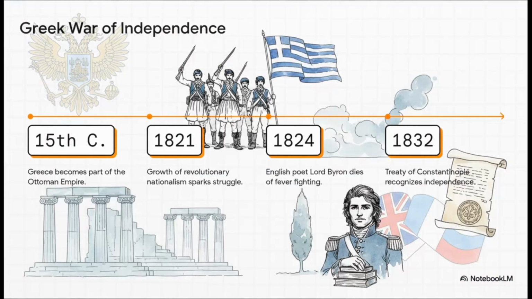Okay, let's look at another early spark, the Greek War of Independence. Greece had actually been swallowed up by the Ottoman Empire way back in the 15th century. But fueled by this sudden growth of revolutionary nationalism, their struggle for independence exploded in 1821. Nationalists got massive support from Greeks living in exile and, crucially, from West Europeans who deeply romanticized ancient Greek culture. It wasn't just professional soldiers out there either. The famous English poet Lord Byron actually organized funds and went out to fight, tragically dying of a fever there in 1824. But ultimately, this combined cultural and military push culminated in the Treaty of Constantinople in 1832, officially recognizing Greece as a fully independent nation.